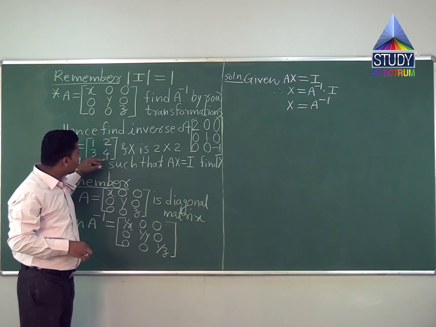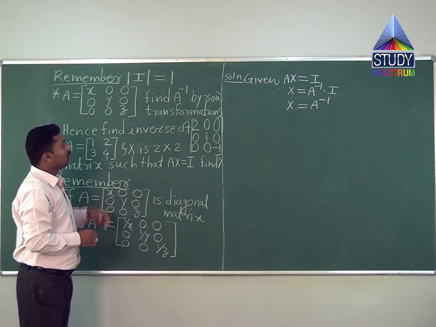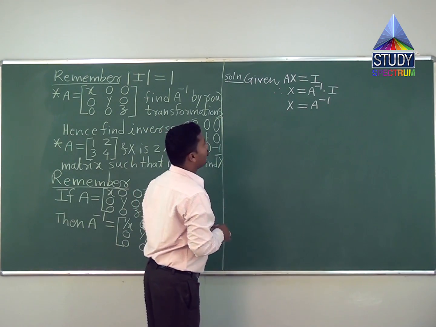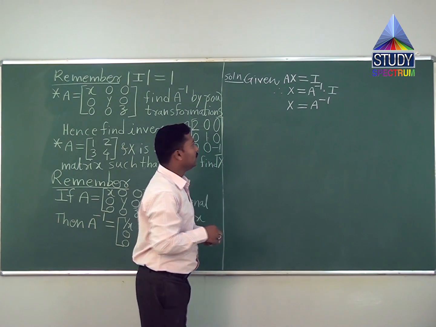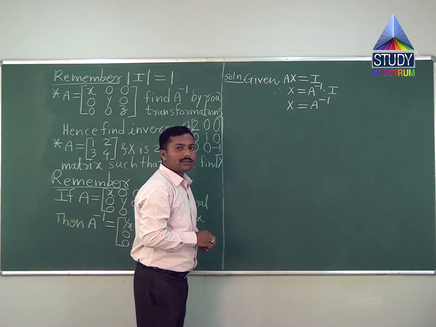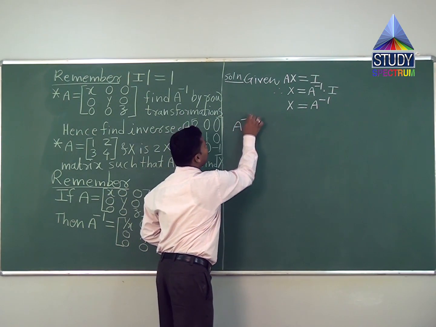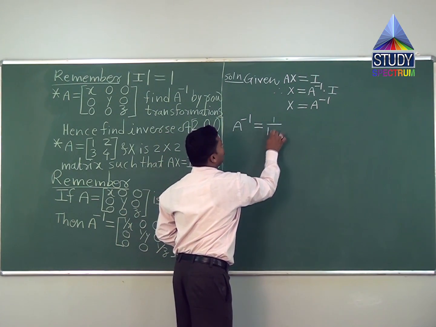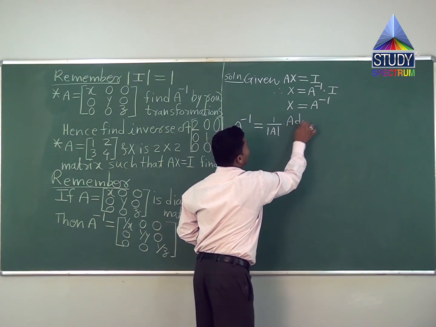We can find it by using the inverse method or the adjoint method. We can also use the row transformation method, but we always use the adjoint method because it is very easy. So what is the formula for A inverse by the adjoint method? The formula is A inverse equals 1 upon determinant of A into adjoint of A.